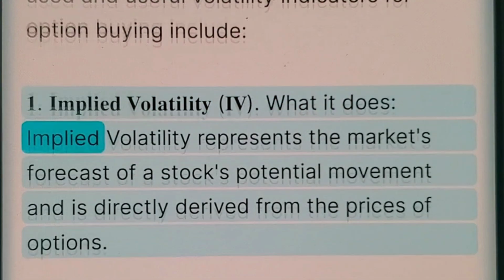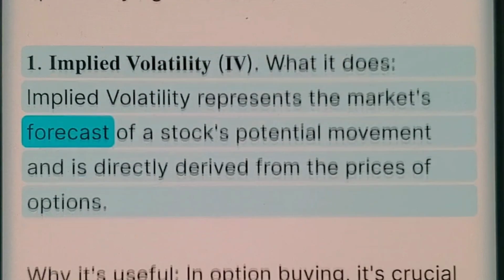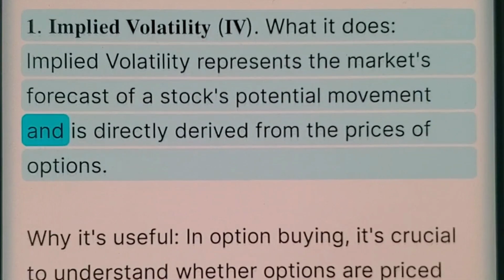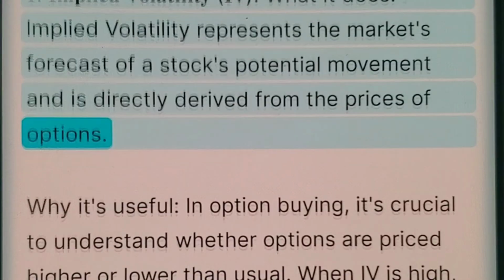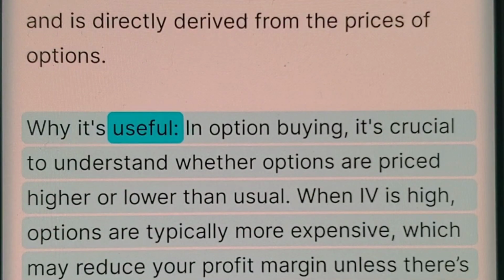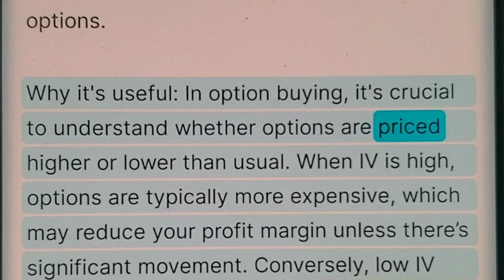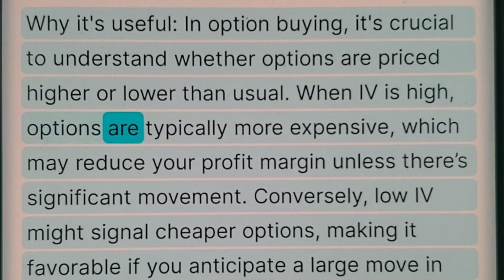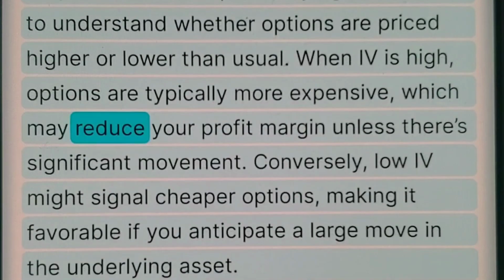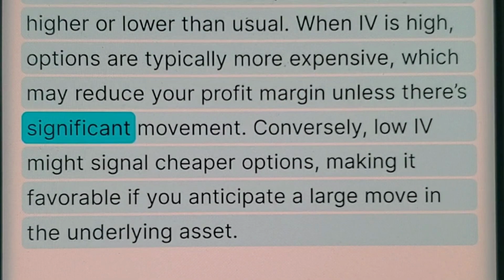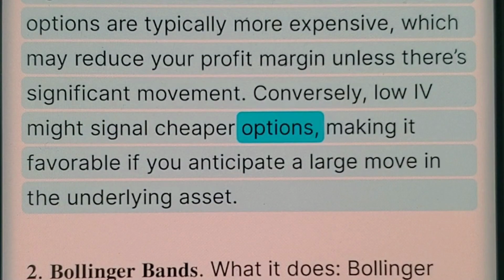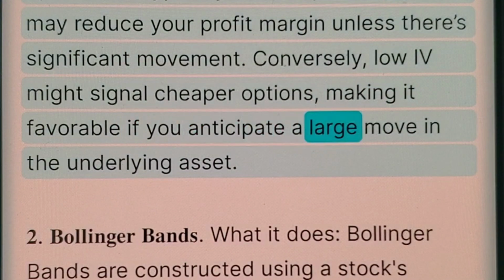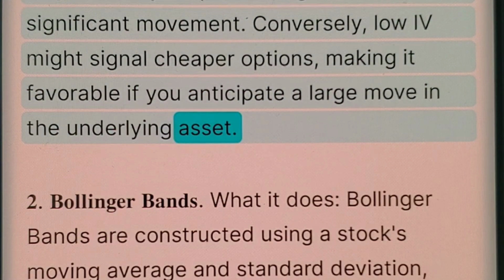What it does: implied volatility represents the market's forecast of a stock's potential movement and is directly derived from the prices of options. Why it's useful: in option buying, it's crucial to understand whether options are priced higher or lower than usual. When IV is high, options are typically more expensive, which may reduce your profit margin unless there's significant movement. Conversely, low IV might signal cheaper options, making it favorable if you anticipate a large move in the underlying asset.